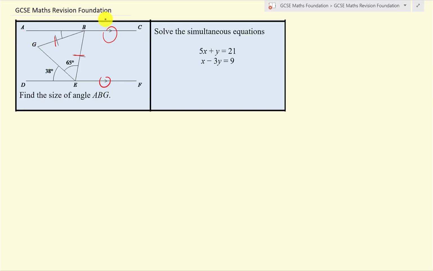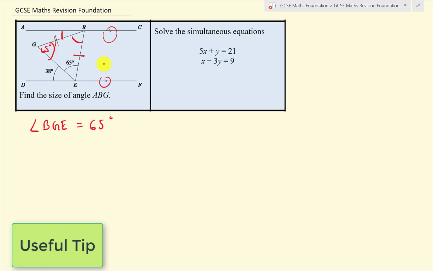We're finding angle ABG, this angle here. In order to find this angle, we might need to find this angle here as well. So first of all, let's find angle BGE, this angle here. Angle BGE is going to be 65 as well, according to the isosceles triangle rule. So this is 65 degrees. Always try to annotate on the actual diagram so you can see where you're heading with it.